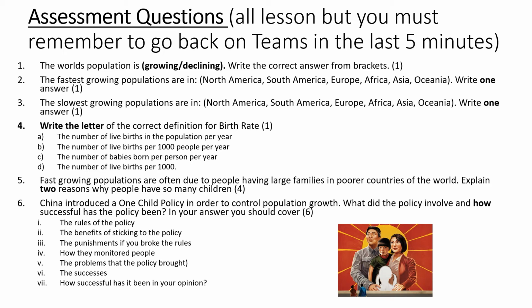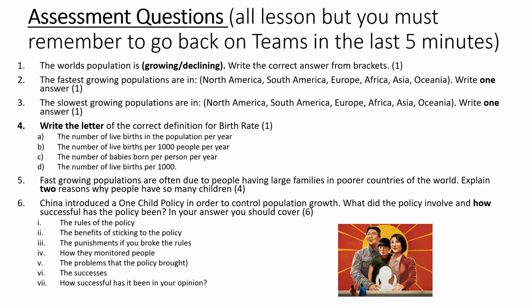What did the policy involve, and how successful has the policy been? In your answer, you should cover the rules of the policy. So that's the rules to be able to have your one child. What rules did you have to follow before you were allowed to have your one child?